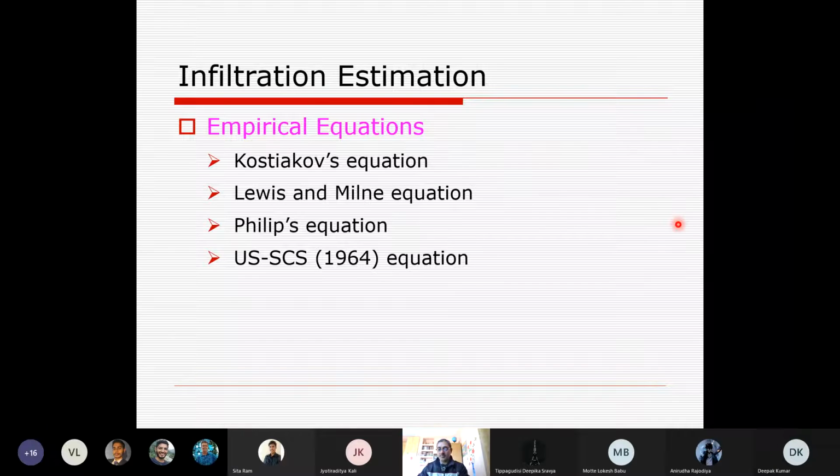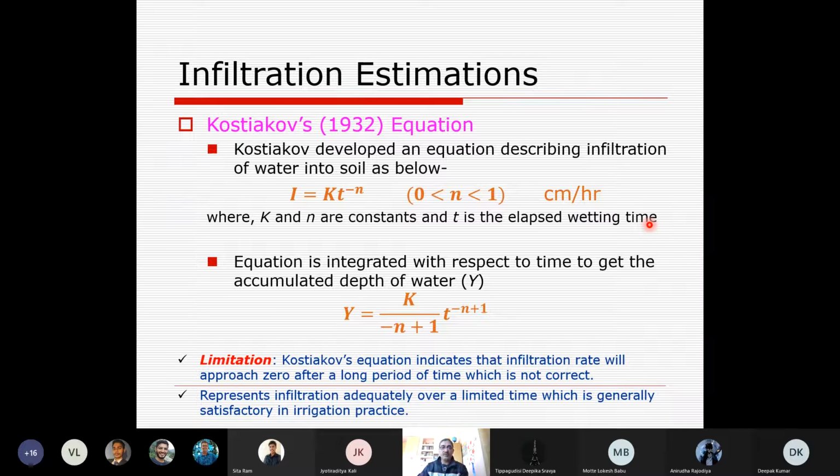Let me go one by one. The first, if you recall, is the Kostiakov equation. Kostiakov developed this relationship between infiltration and time, when water is poured or stagnated on the surface of soil, in 1932. The equation describes infiltration of water into soil. The relation is simply: infiltration rate in centimeter per hour is equal to K, a property of soil, such as its compactness or looseness, times T to the power minus N.